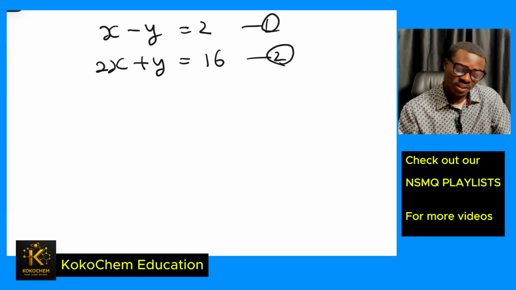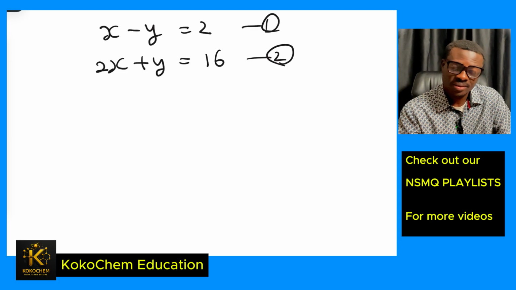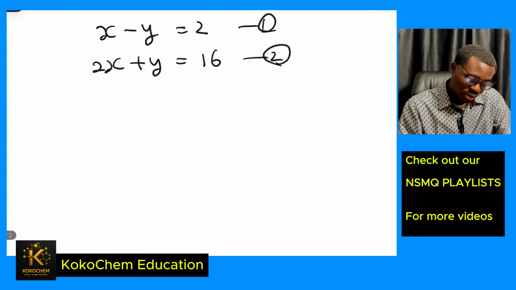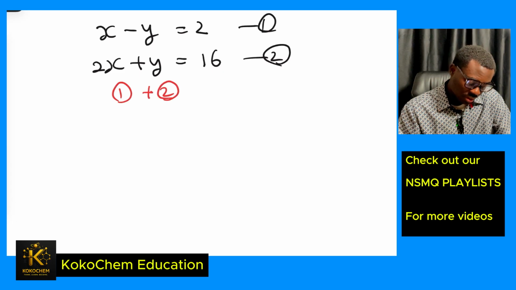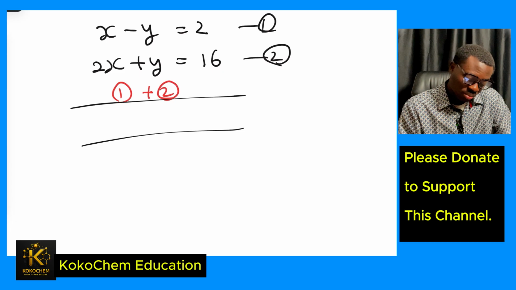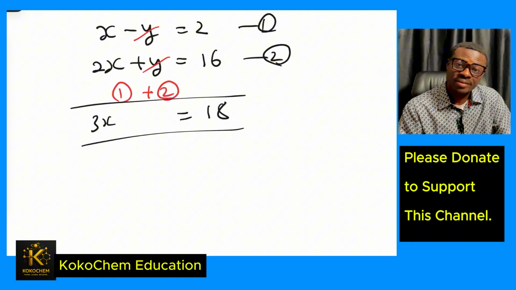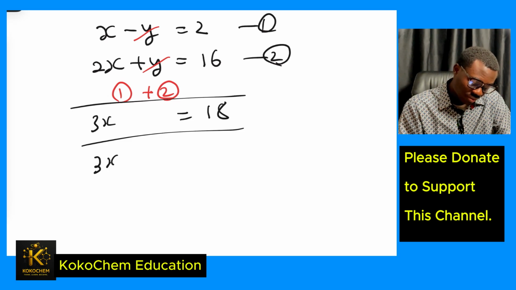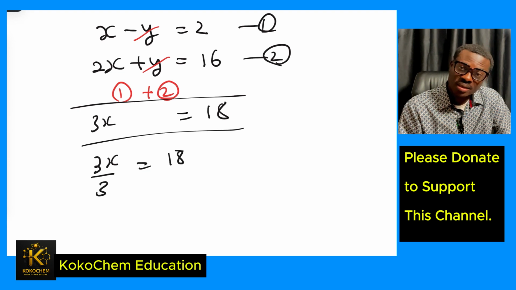For the simultaneous equation, we will use the elimination method. We are going to eliminate the variable y. In that case, we say equation 1 plus equation 2. That will give you x plus 2x, which is 3x. Y minus y cancels out, it becomes 0. Then you will have 2 plus 16, which gives you 18. To get the value for x, you divide both sides by 3. So you have 3x divided by 3 equal to 18 divided by 3. You get x to be 6.